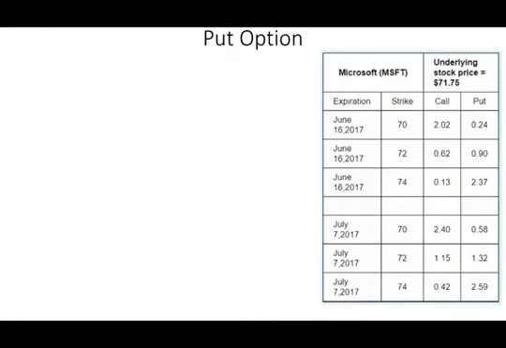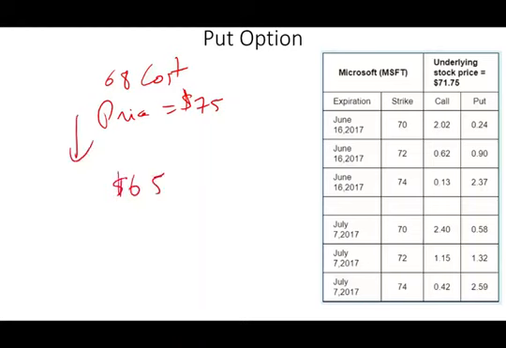Let's talk about a put option. How does a put option work? The put option, basically you are protecting yourself from a downside in your asset. So you fear the asset that you have might go down in price. Let's assume you purchased some Microsoft shares at 68. That's your cost. The price right now is 75. Okay, but you're not ready to sell, but you fear the stock price might drop to 65. And if it drops to 65, guess what?